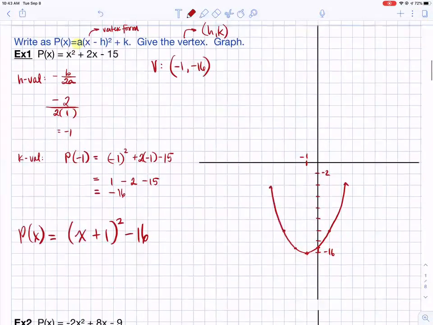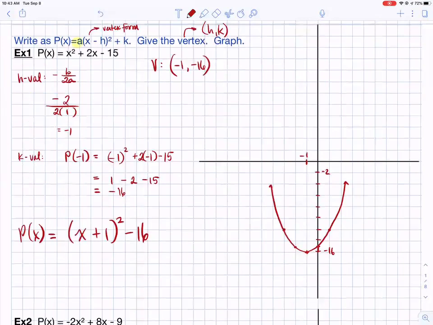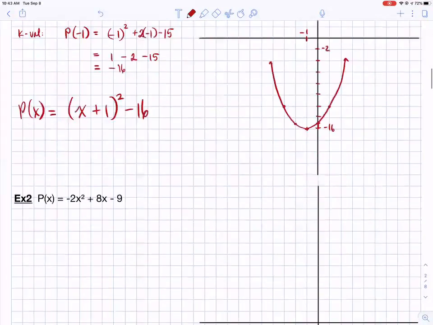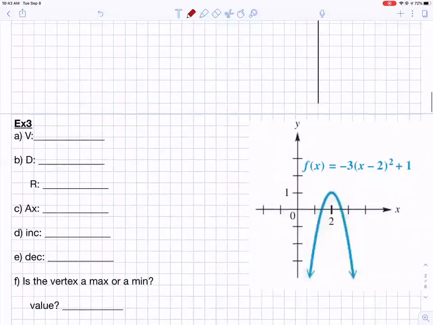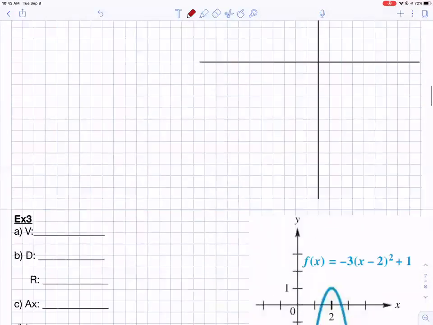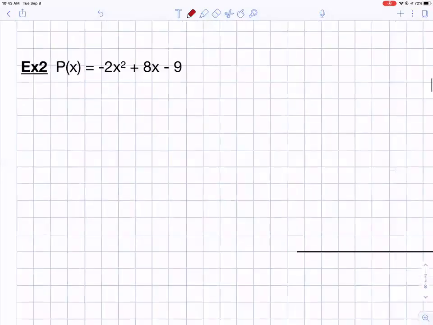So did I do everything? Write it in vertex form, give the vertex, and give the graph. I got all of those pieces. 7 minutes. Let's see what we can do for number 2.